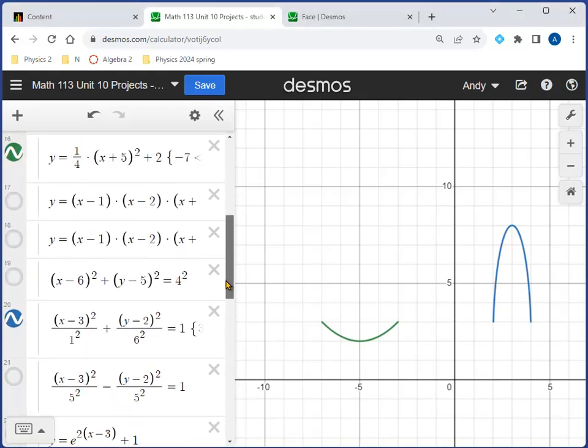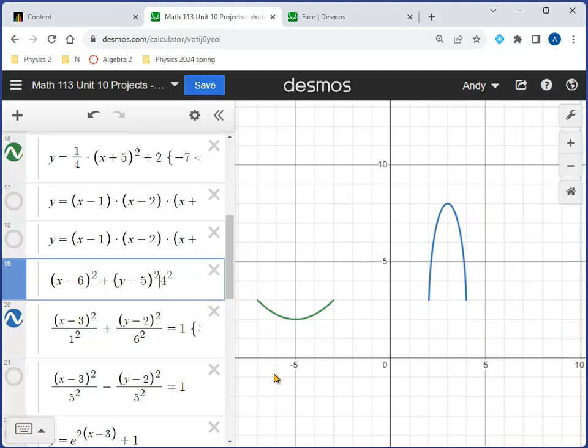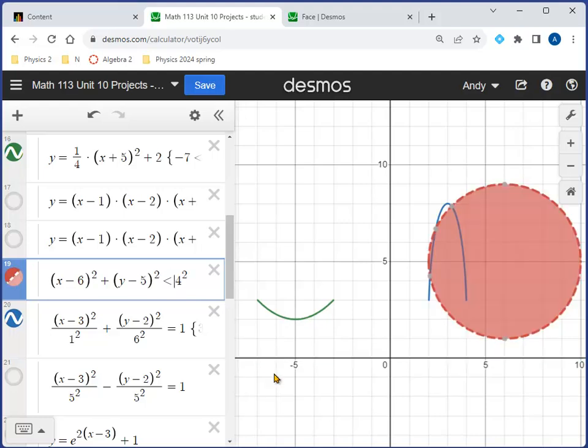I'm going to turn the circle on. I think this was the circle here. I'm going to move this one over here. And instead of having equal here, I'm going to make a smaller than. And my circle is filled out.